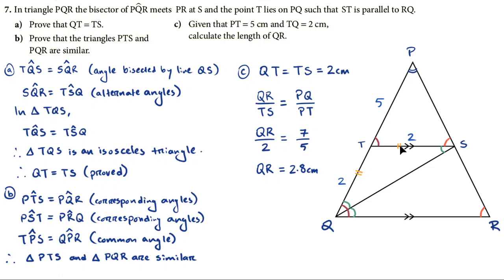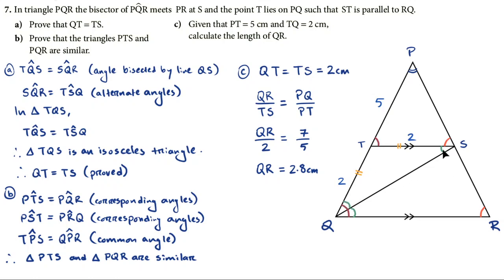In triangle TQS, TQS is equal to TSQ. Therefore, the triangle TQS is an isosceles triangle. So why are these angles equal? The reason is if this is getting bisected, that means if this angle is 30, this has to be 30. And if this is 30, this is 30 as well, because they are alternate angles. And from that we can deduce that these two are the same.